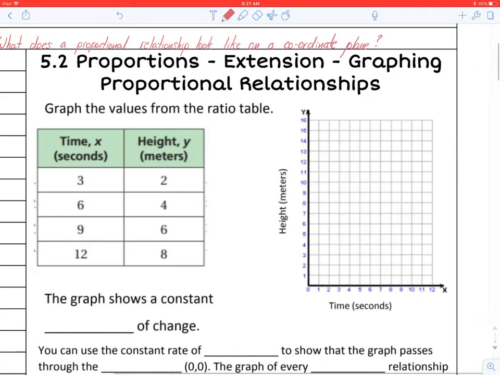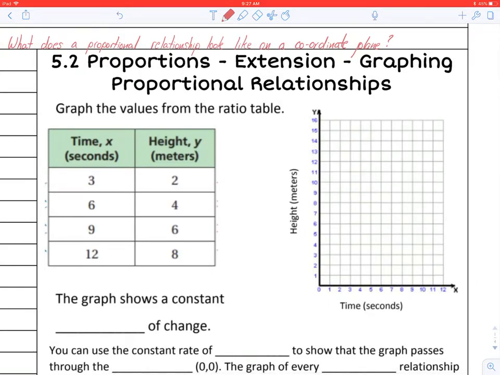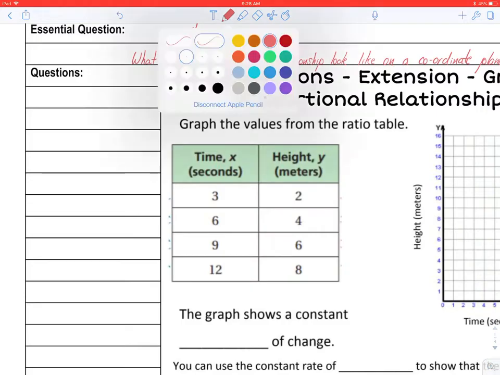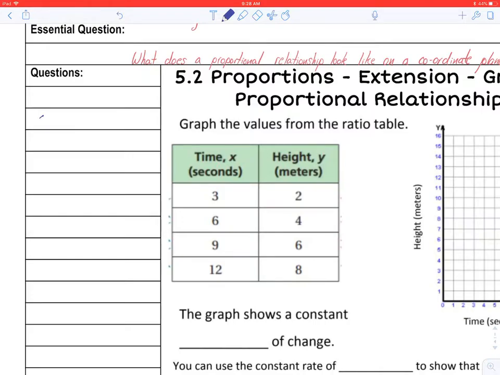First, let's begin by taking a look at what we've got here. We're being asked to graph the values from the ratio table. We have time in seconds as the x values, and height in meters as the y values. It's important to recognize which of the axes is the x value and which is the y values. So let's put that as a question here, because that might be something you don't know yet.